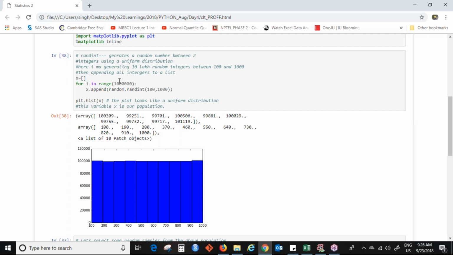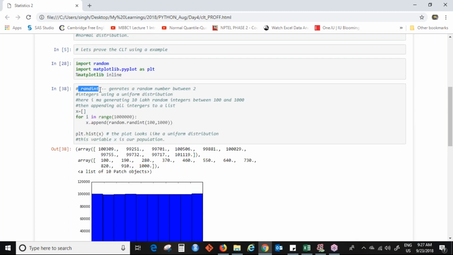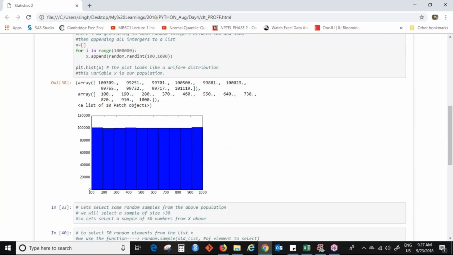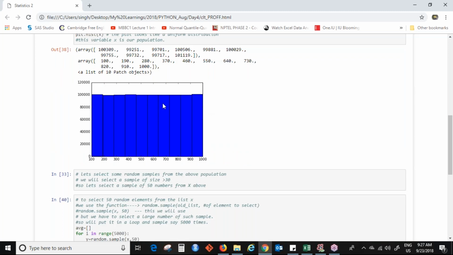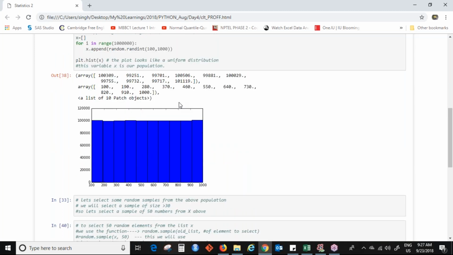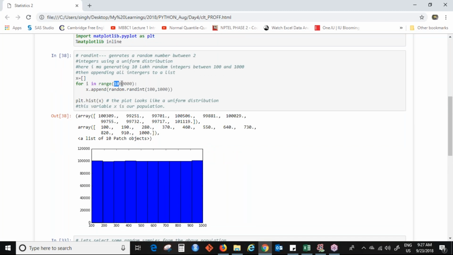Okay, so what I have done here is I have used the randint function. This generates a random number between two integers using a uniform distribution. So I'm generating a population from a uniform distribution. Remember, a uniform distribution looks like this. It stays flat. This is what we saw yesterday. See how many random numbers I'm generating, almost 10 lakhs. I have generated 10 lakh random numbers from a uniform distribution.